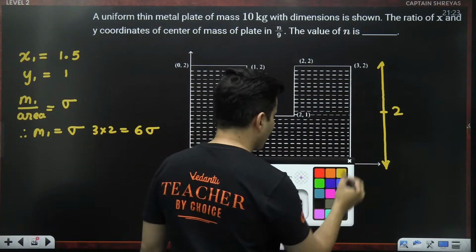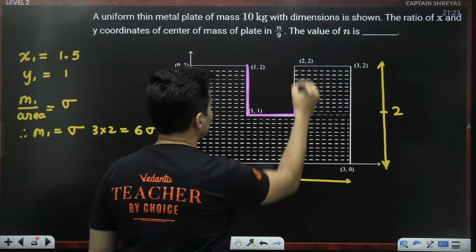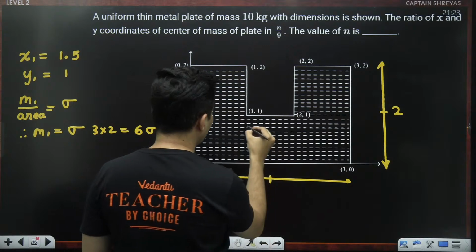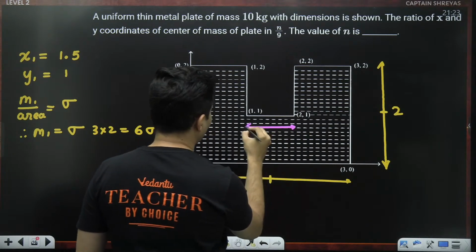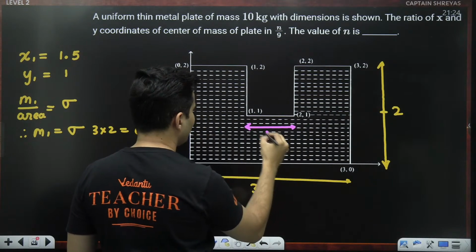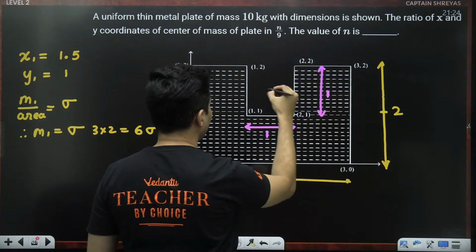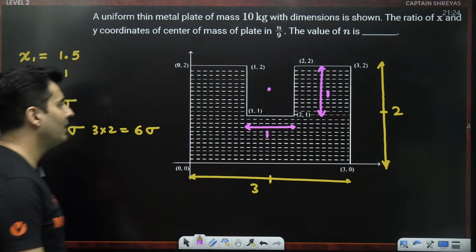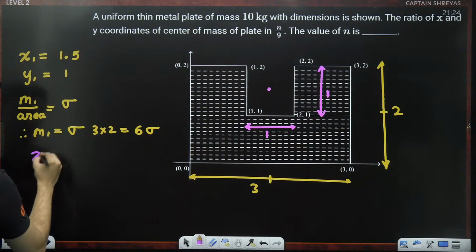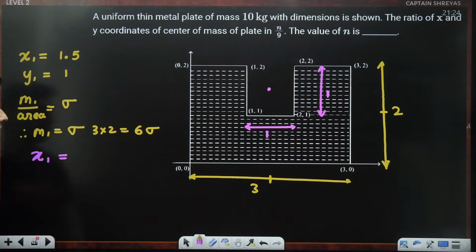Next thing, I will just look at this particular object right over here. This width, you can see 1 to 2 is 1 unit. This is 1 to 2, again it is 1 unit. Center of mass will be somewhere right over here. What will be the x coordinate of the center of mass?